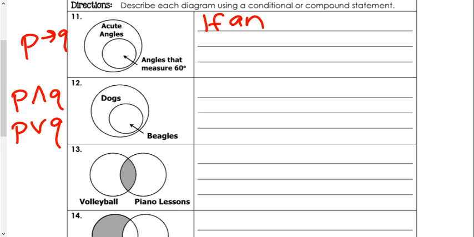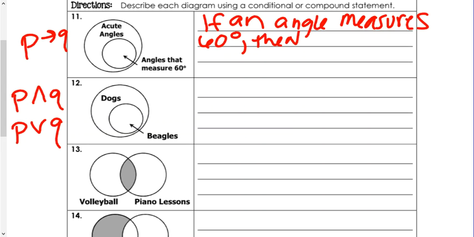If an angle measures 60 degrees, then it is an acute angle. The if part, the hypothesis, an angle measures 60 degrees, that comes first because as a result of it being 60 degrees, it is acute.